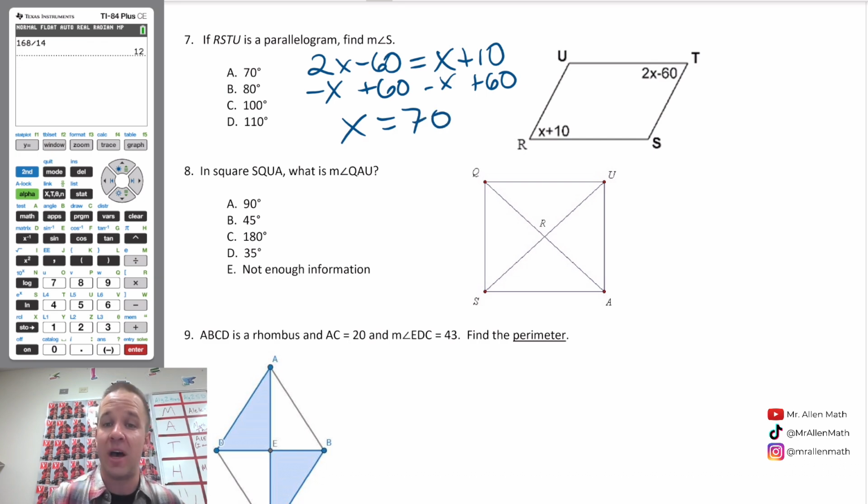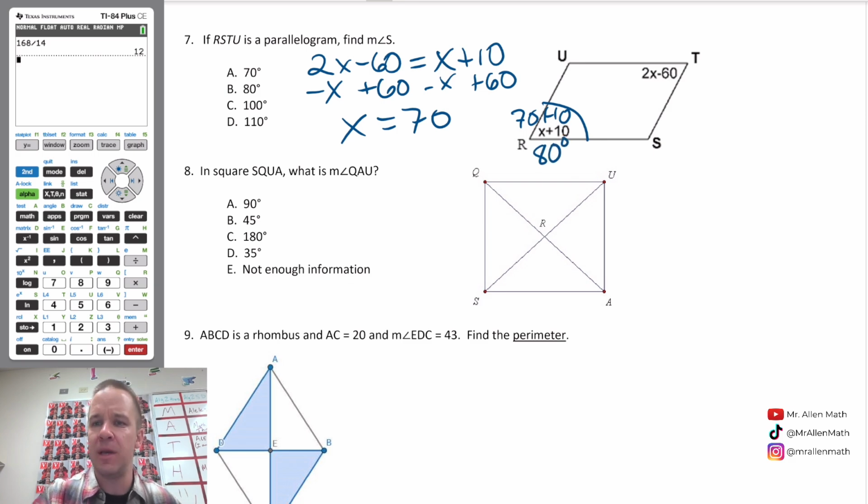That's my x value, right? Not my answer. See how it's so tempting? You want to circle A, you're like, I got 70. No, all right? It wants the measure of angle S. We have no information about S, no information about U, which would be congruent to it because they're opposite angles. But we do know that consecutive angles are supplementary. So this angle here, that's going to be 70 plus 10, right? That's 80 degrees, so 80 degrees right here.